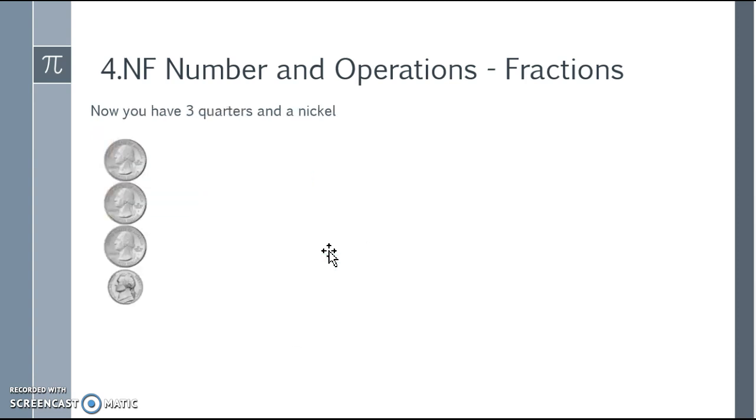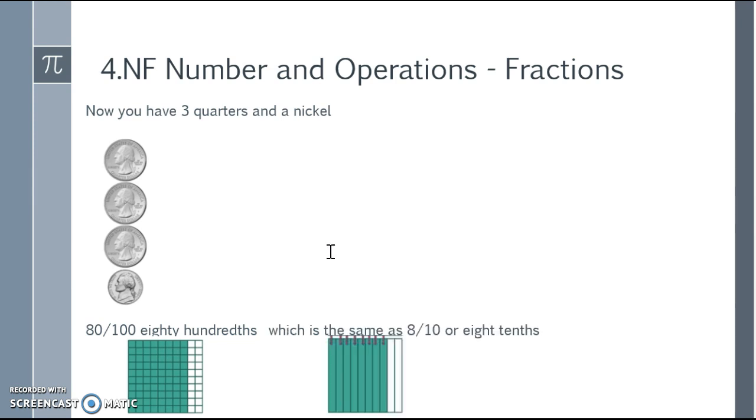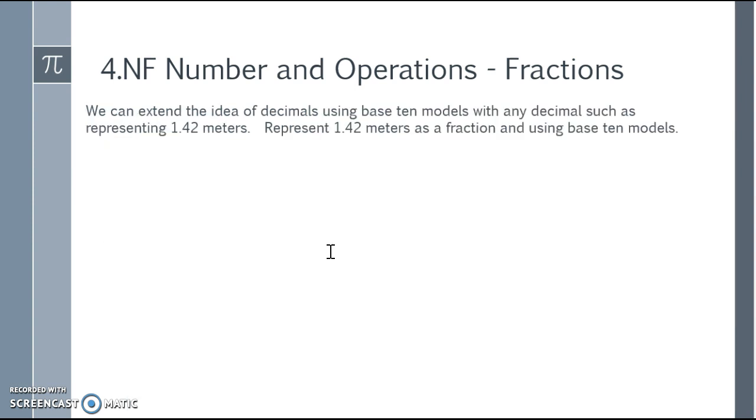Now we have 3 quarters and a nickel. If we were to count, this would be 80 cents, so 80 hundredths. So 80 out of the 100 units would be highlighted. Further, this is the same as 8 tenths, since 8 full tens are done. So we could also say that there are 8 out of the 10 highlighted.